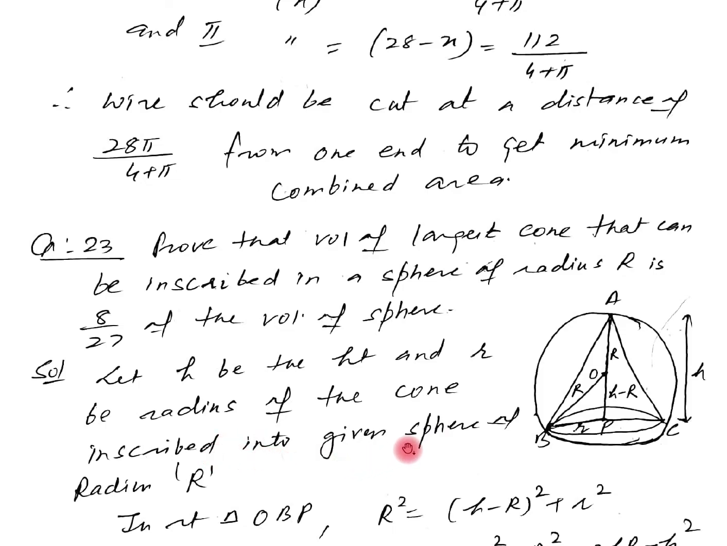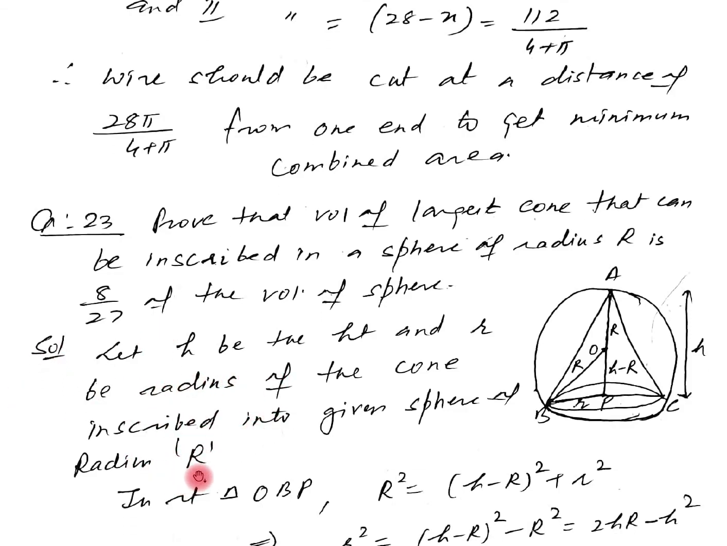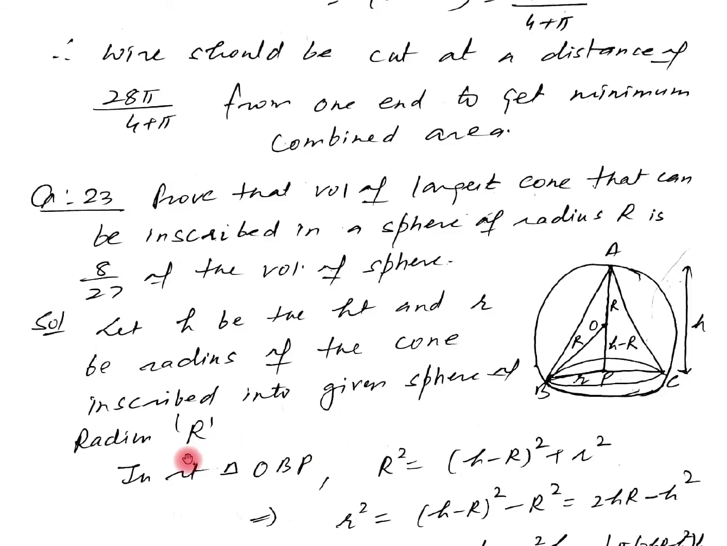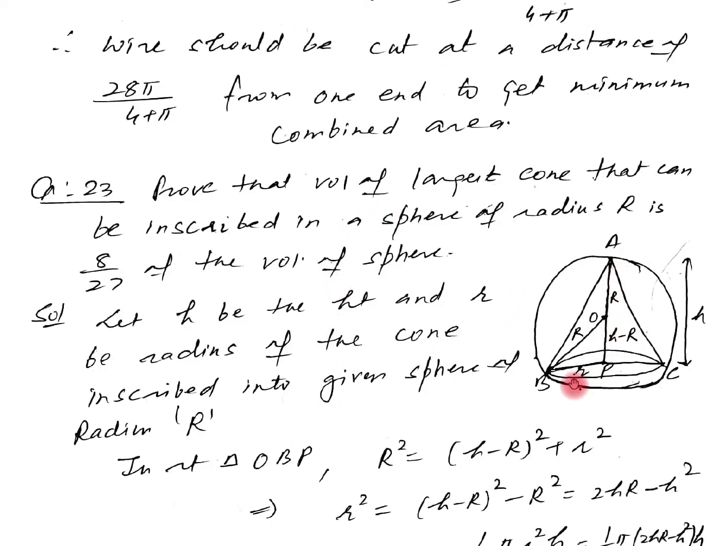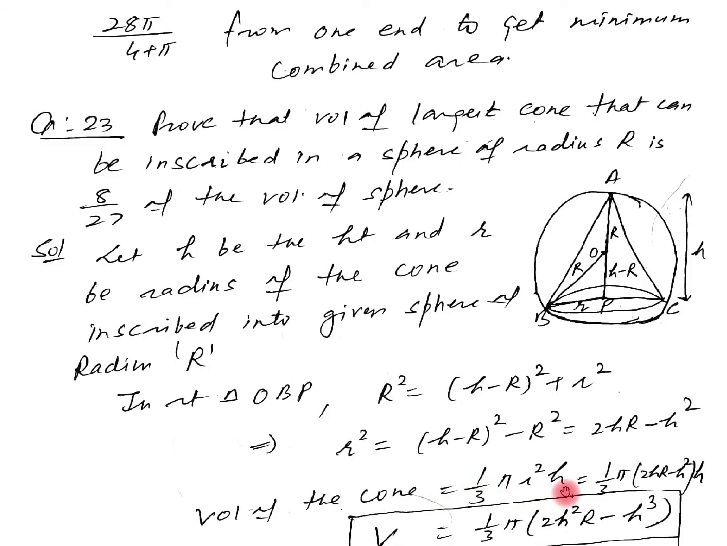Inscribed into the given sphere of radius R. The sphere of radius R is given, so it is always a constant quantity. Now let h be the height and r be the radius of the cone inscribed into the given sphere of radius R. Now again we have to find the volume. We know the volume of the cone is 1 by 3 pi r squared h.